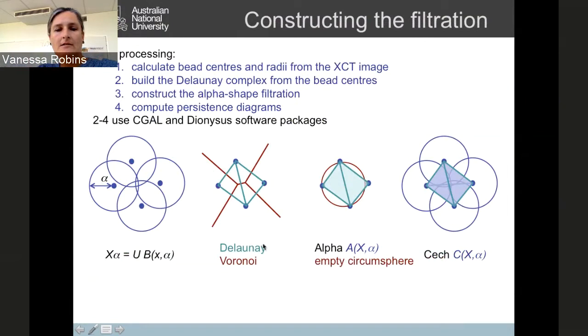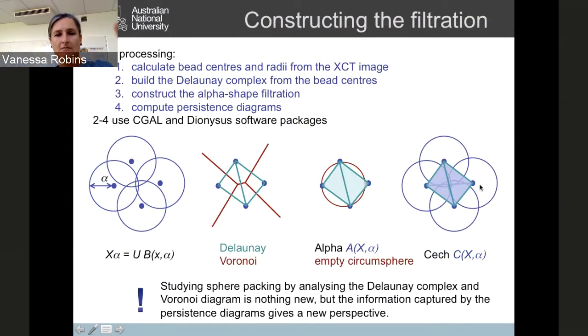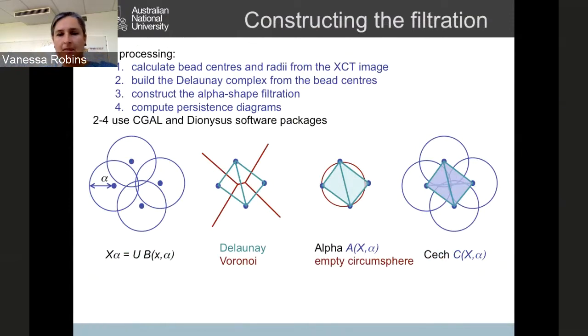Hopefully everyone knows the Delaunay-Voronoi construction, where the Voronoi cell is the region of space that's closer to this data point than any other data point. The Delaunay triangulation represents the geometric dual to that construction, and the alpha shape turns out to be the nerve of the union of balls of radius alpha. Okay, so that's how the data analysis is set up.